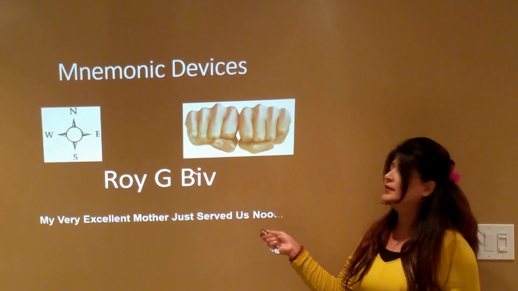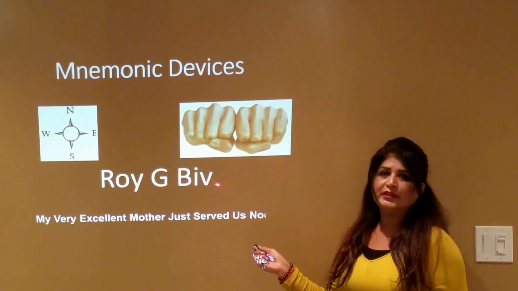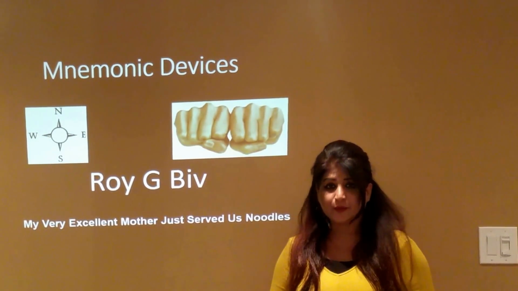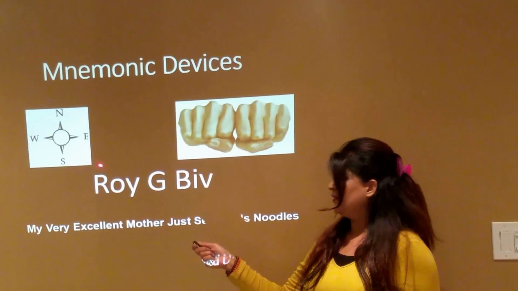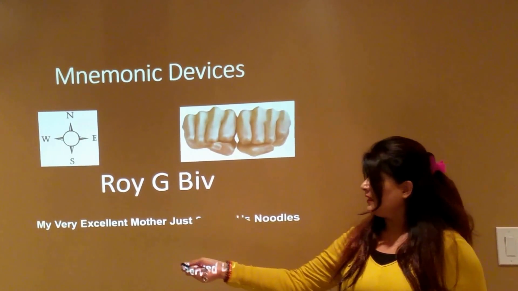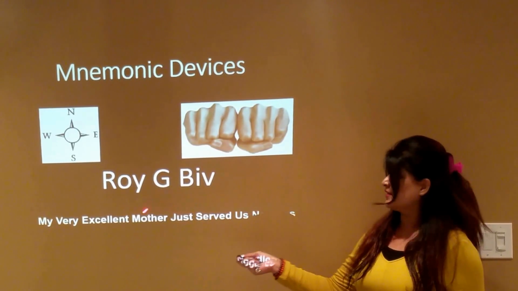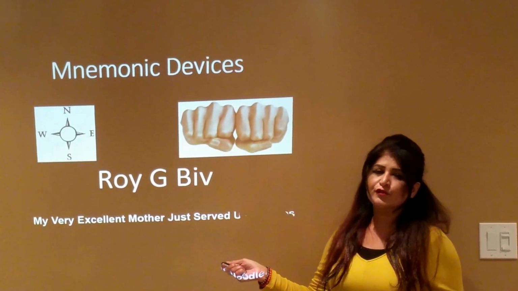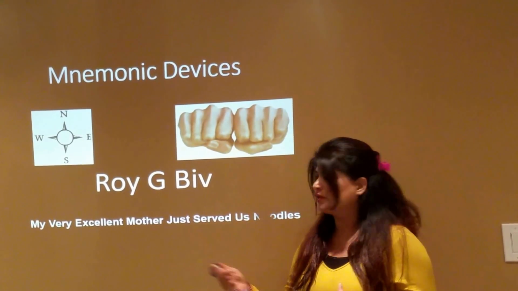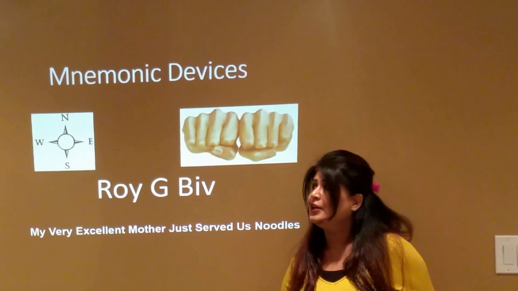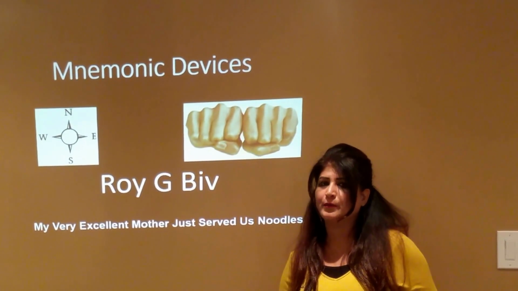This mnemonic here, this name Roy G. Biv, is used for learning the colors of the rainbow in the right order: red, orange, yellow, green, blue, indigo, violet. And then this mnemonic here is a sentence. This is called an acrostic mnemonic. It is used to remember more information. In this case, it is used to recall the names of the planets. So these are some examples of mnemonics.